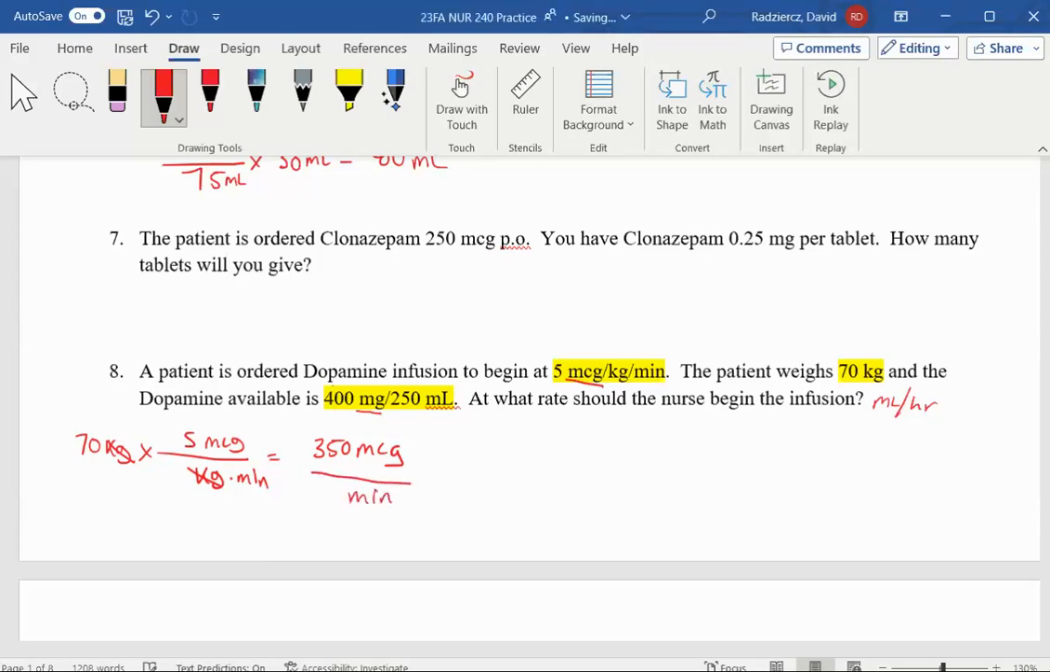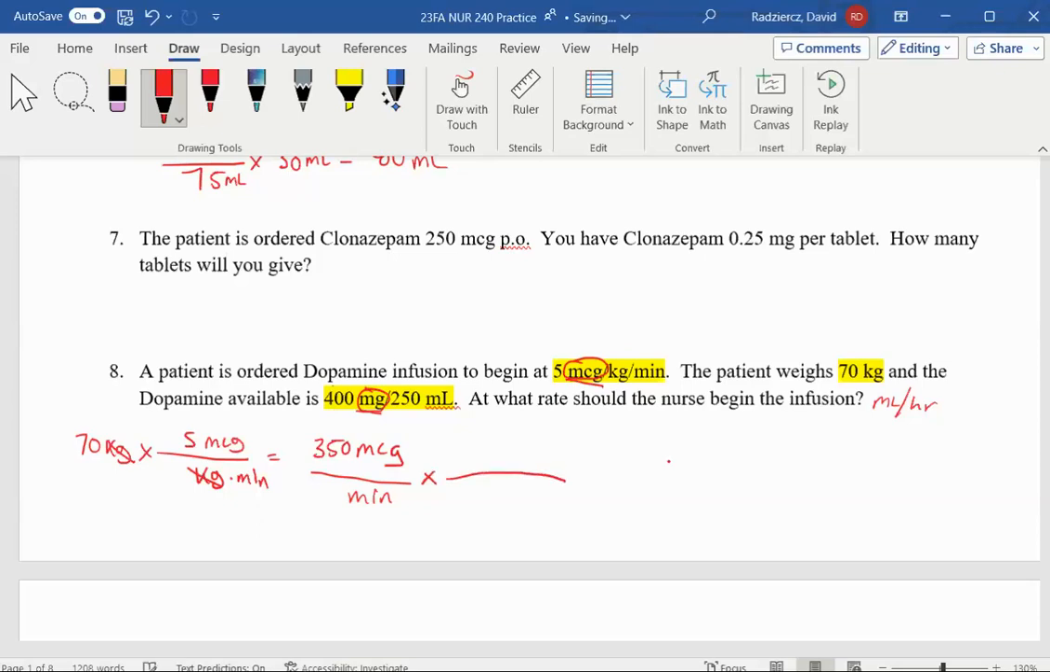From there, you can do any step that you prefer. So you can convert minutes to hours next. You can convert micrograms to milligrams next. And you might be wondering, well, why are we converting micrograms to milligrams? Well, your order is in micrograms, but your available is in milligrams. So they need to both be the same in order to make that conversion. So it's really up to you what you decide to do. What I'm going to do is I'm choosing to convert micrograms to milligrams.